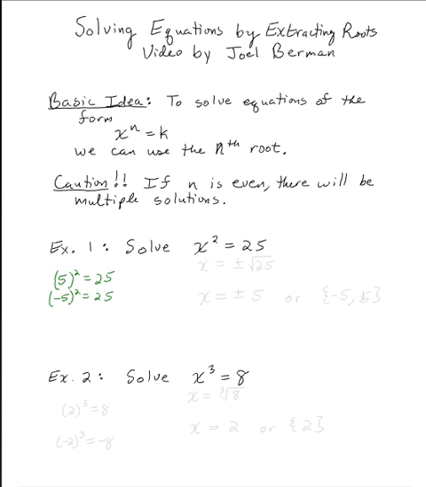Now, the process that we would use to solve the equation would be, if x squared equals 25, then x is the positive or negative square root of 25. Since the square root of 25 is 5, we say that x is positive or negative 5. Now, sometimes we want to write this as a solution set. So the set containing negative 5 and positive 5.